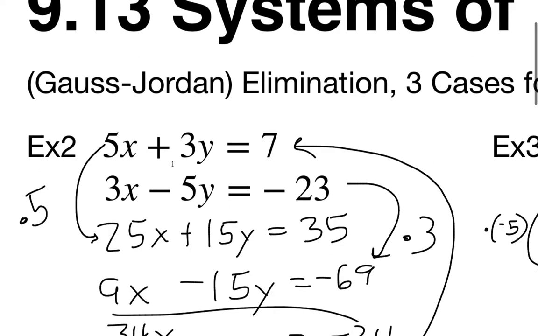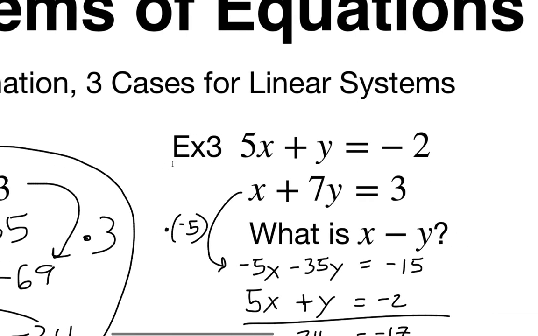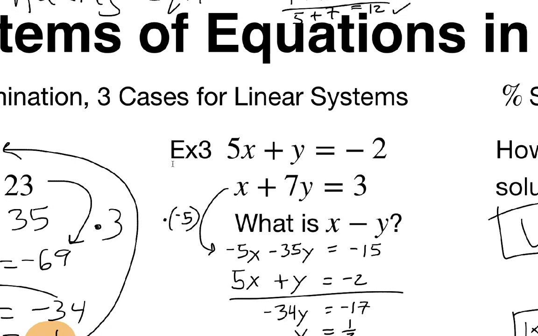Sometimes it's called Gauss-Jordan or Gaussian-Jordan elimination, just because of the names of the guys who developed it and made it really famous. I'm also going to talk about the 3 cases for linear systems, and we'll see it on the second page.